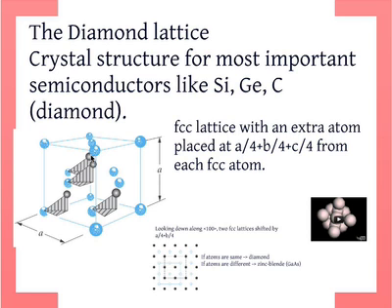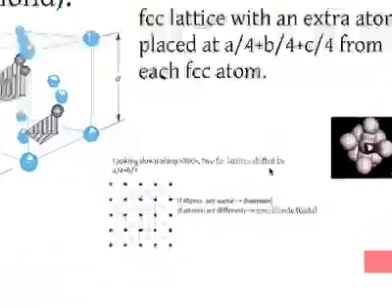It's hard to visualize, actually. But you can state it very simply. It's an FCC lattice with an extra atom placed at A over 4 plus B over 4 plus C over 4 from each FCC atom. That's it. But to visualize it is a little more complicated. We'll look at it in a second.